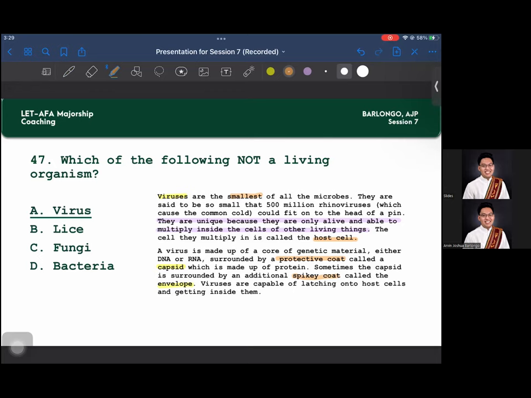Viruses are able to latch onto host cells and get inside them. Just a reminder, virus is not a living organism, kasi kailangan niya ng host para mag-survive at mag-multiply.